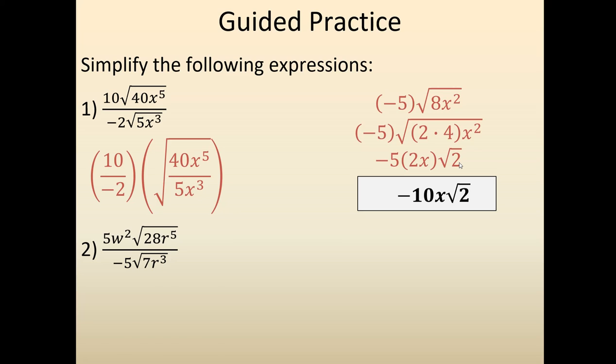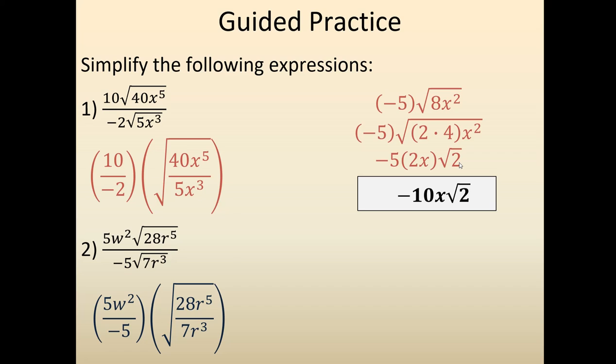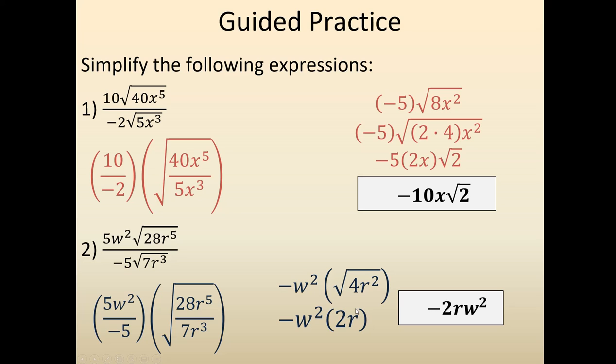For number 2, same thing. We have the 5w squared divided by negative 5. And then underneath the radical, we have 28r to the fifth divided by 7r cubed. This ends up simplifying to be negative w squared. And 28 divided by 7 is 4. And r to the fifth divided by r cubed is r squared. So we do this, and once again, take the square root of this. This is actually a completely perfect square of 2r. So we end up having negative w squared times 2r, which gets us negative 2rw squared.